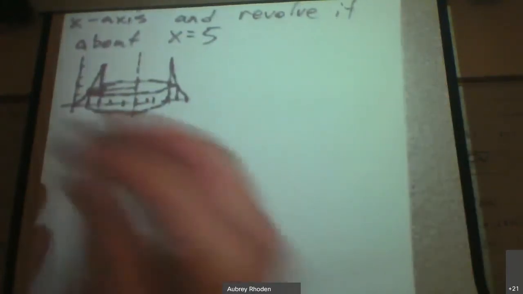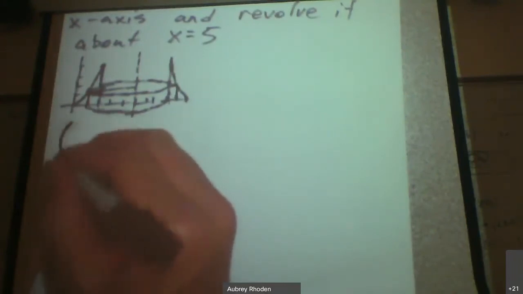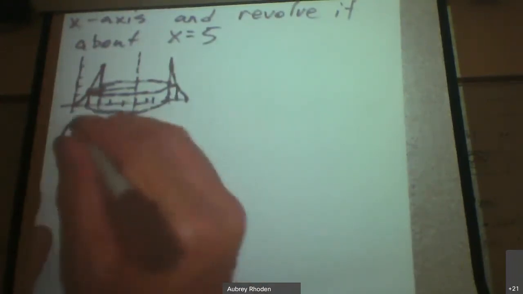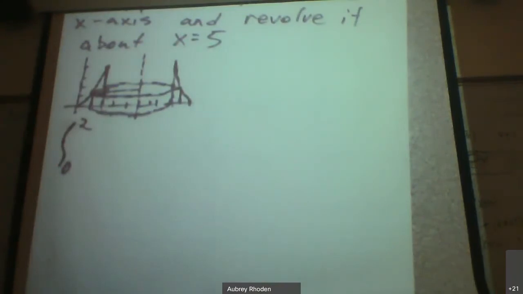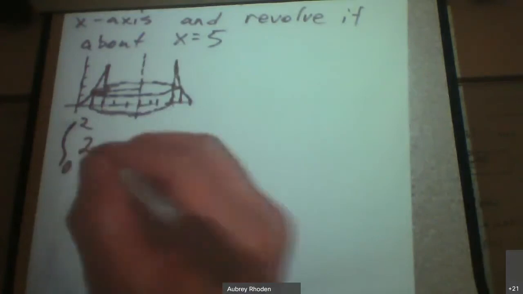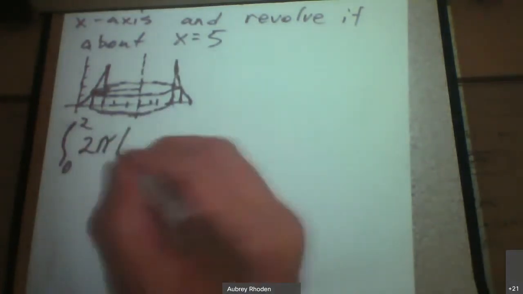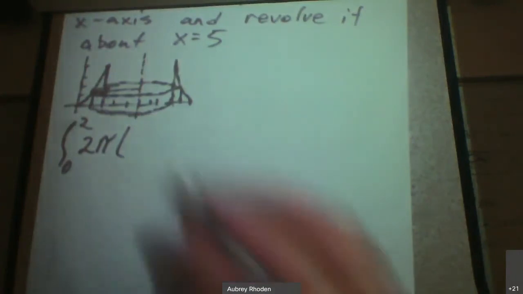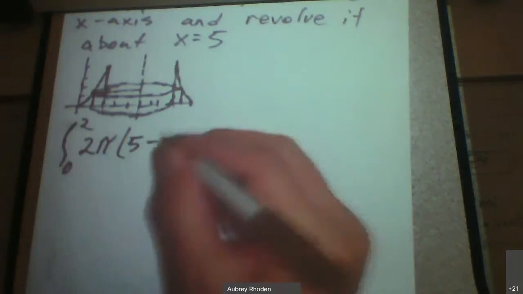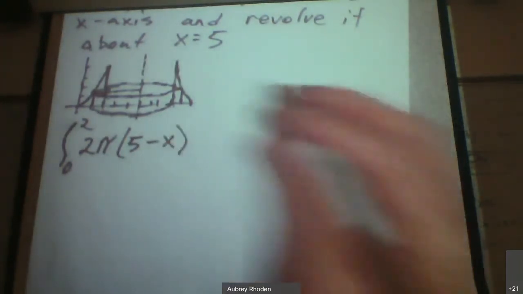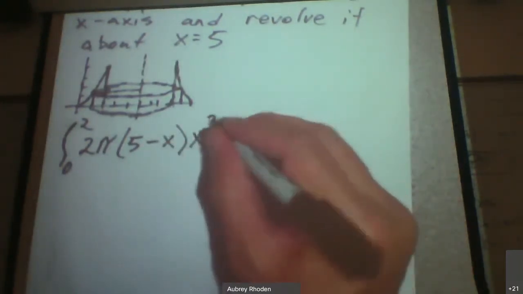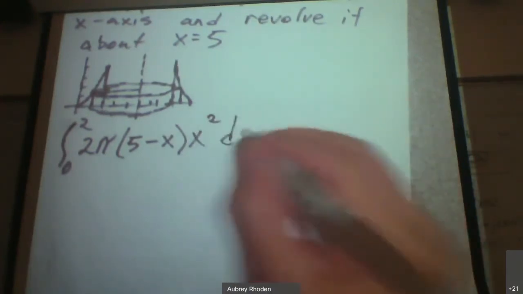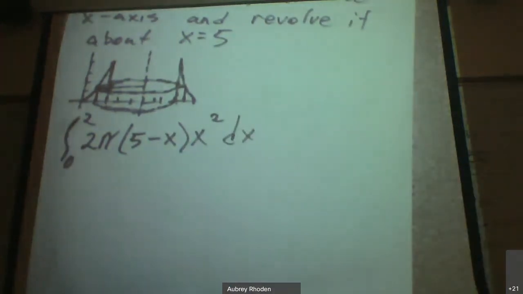So the volume associated with this one, now we're integrating in the direction of x. And so this is going to go from 0 to 2, okay? And we're still going to have our 2 pi, okay? All right, now when I said subtraction, what I meant by that was I'm going to call this 5 minus x, and then my height is going to correspond to x squared, and this is going to be an integration with respect to x.